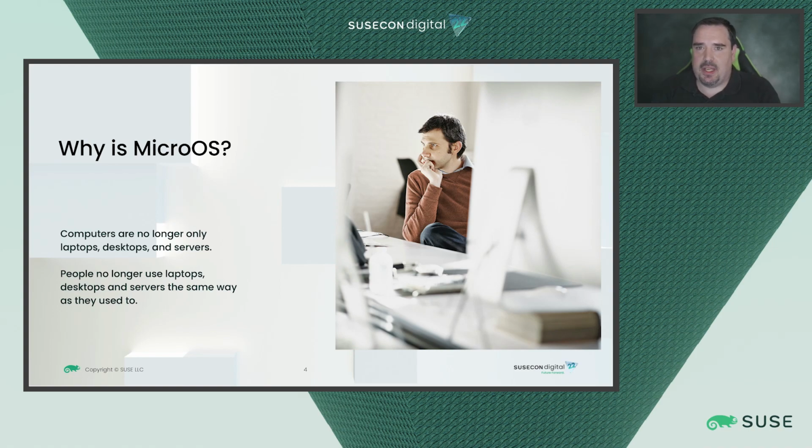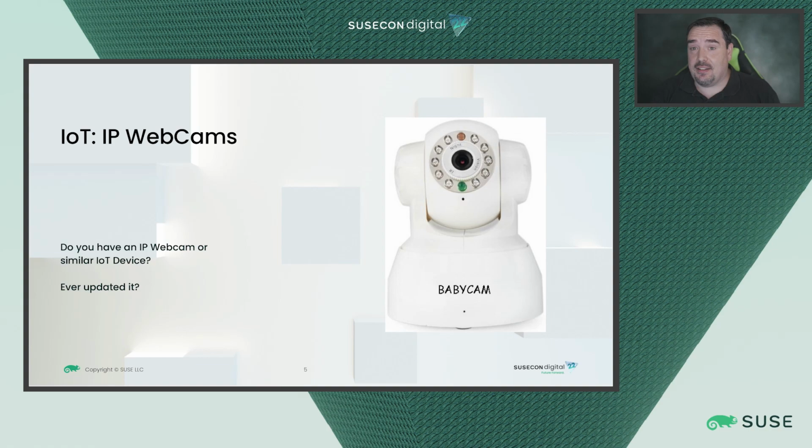A perfect example would be IoT, small devices like these IP webcams or other similar IoT devices. I'm recording this at home. I'm surrounded by them here, and anybody who's ever updated one knows these updates are fraught with issues. And in many cases, they don't get any updates at all. Lots of these devices don't have any updates. They're prone to getting malware infections. They're prone to being parts of large botnets.